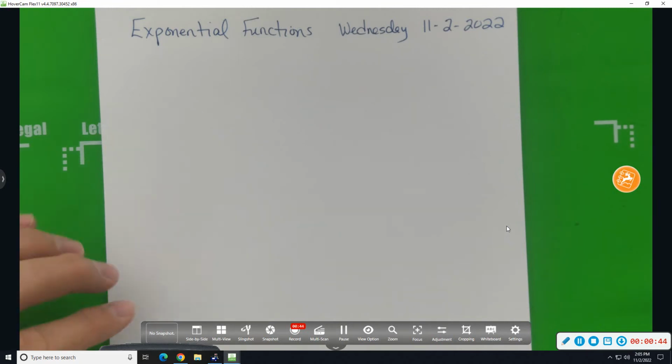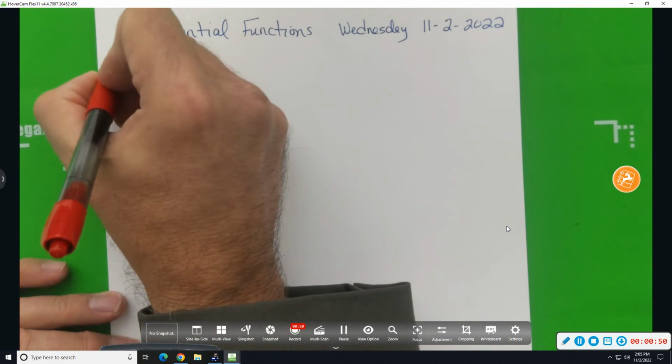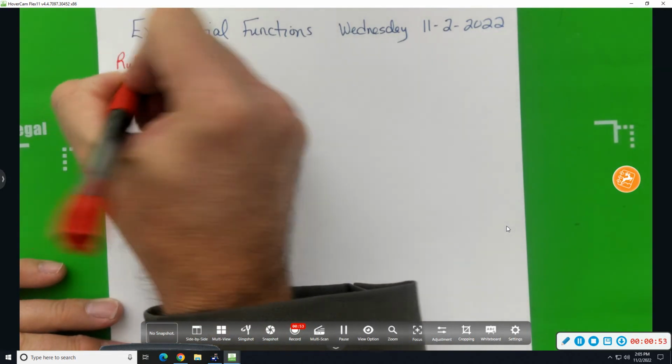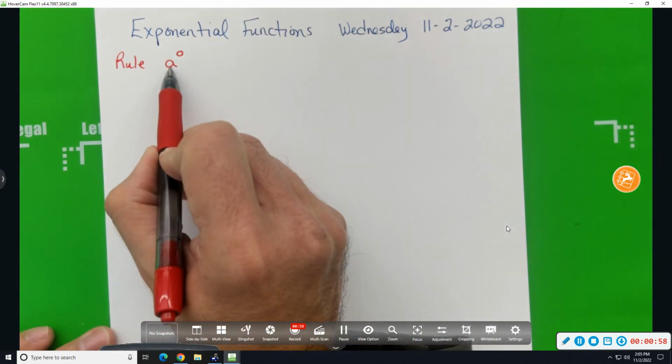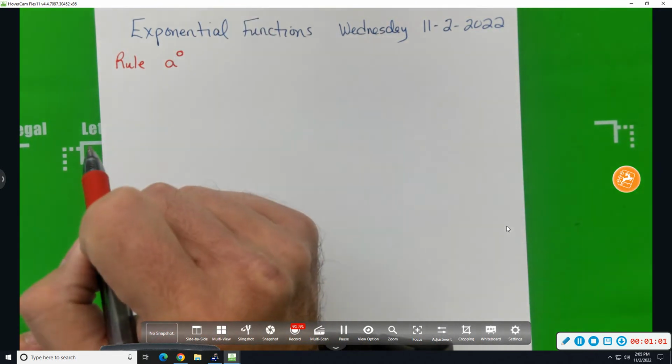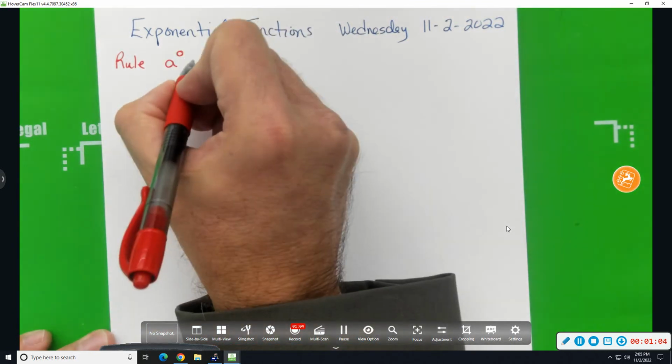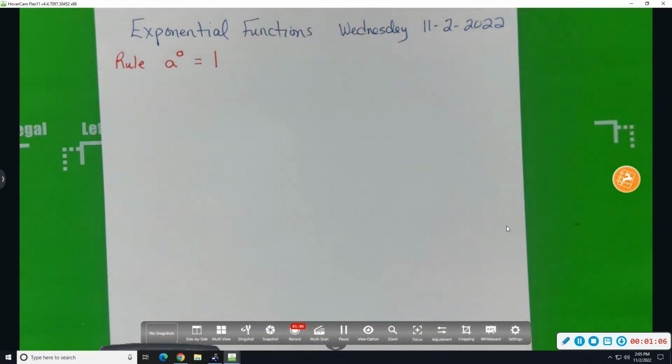So the first thing we're going to do is state some rules regarding exponents. The first rule I'm stating, a to the 0, I'm defining what we mean by a 0 exponent, equals 1. Anything to the 0 power is 1. That's what that says, with one exception. 0 to the 0 is not 1. It's undefined.